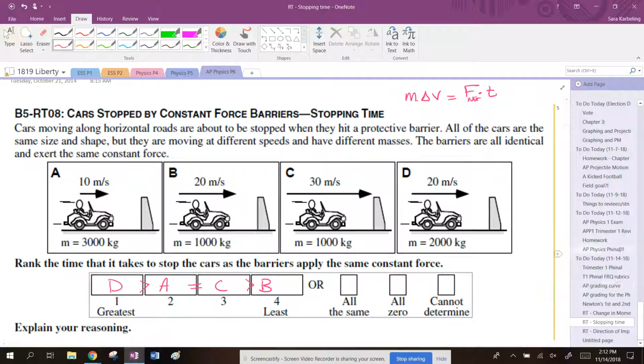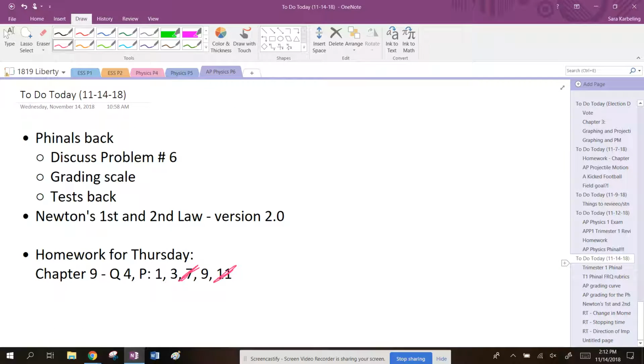Hey, let me tell you really quickly, if you wrote down that homework, I got rid of 2 of them. So chapter 9, question 4, and problems 1, 3, and 9. I will put it up on Canvas in just a sec. Is there a calendar? Yes, there is. It's not on assignments, but there's a calendar posted.